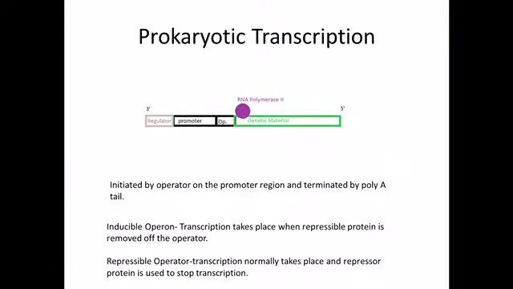There are 2 types of operons: the inducible operon, in which transcription takes place when the repressor protein is removed from the operator, and the repressible operon, where transcription normally takes place and repressor protein is used to stop transcription. That is it for transcription of prokaryotic and eukaryotic cells.